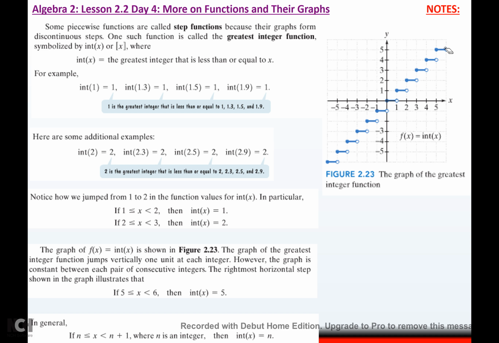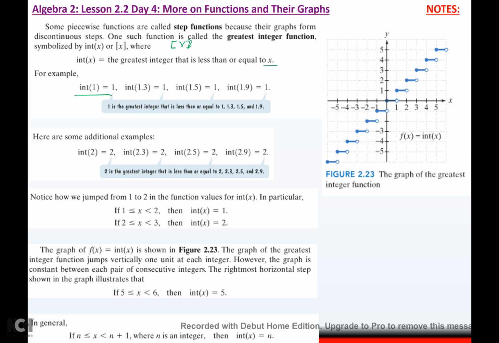It's actually called the greatest integer function, and they symbolize it by int x, or they put these brackets on there. What it means is to find the greatest integer of x. It's the greatest integer that is less than or equal to x. What that means is you always round down, always. If you have a decimal, round down. I don't care if it's over 5, whatever.